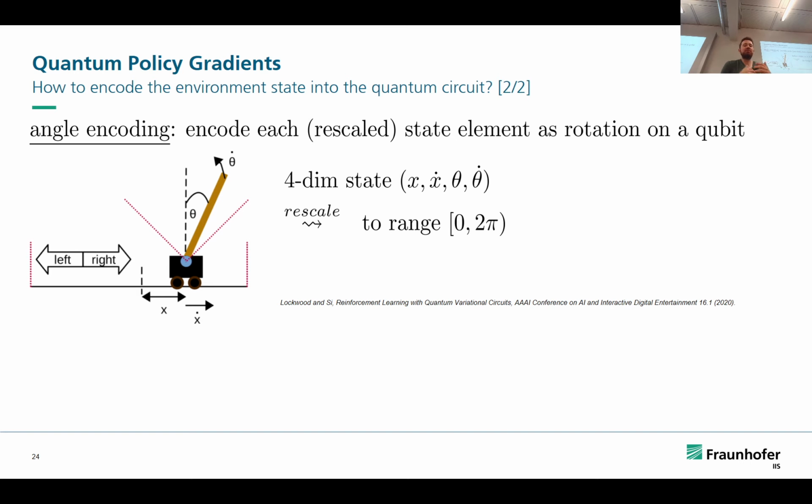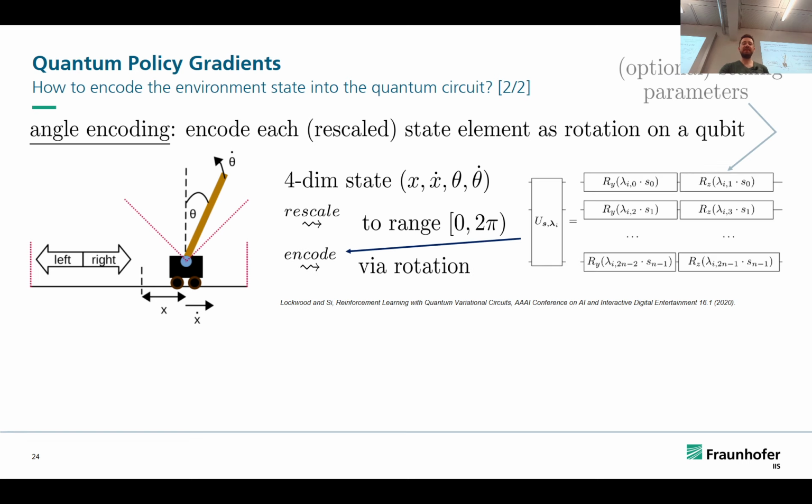And if we would do that, then we would lose information. So basically to prevent this loss of information, we have to make sure that all states will be in the range 0 to 2 pi. And once we did this normalization, we can just use basically any set of rotation gates to encode the information by just using this as the angle.